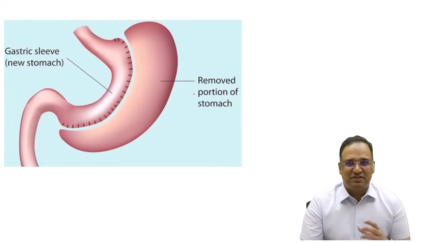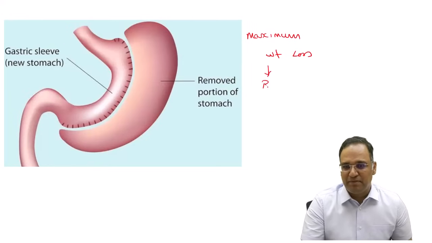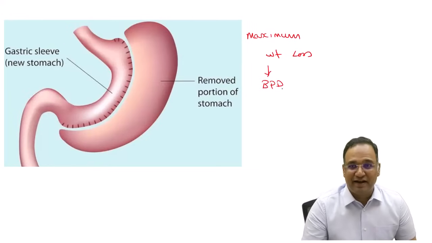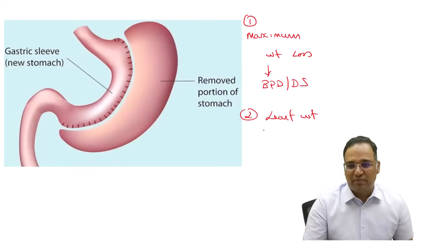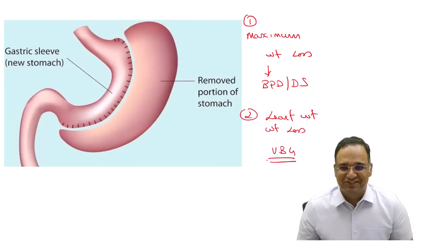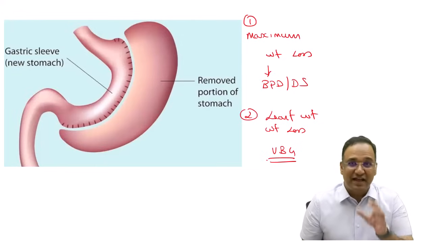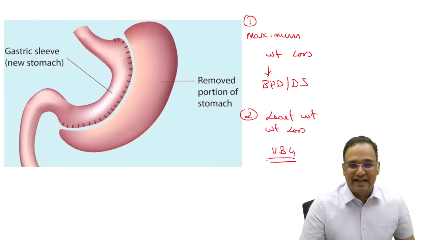And in bariatric surgery with respect to the entrance exam, they can ask in which bariatric surgery maximum weight loss is achieved. The answer is BPD, biliopancreatic diversion or duodenal switch procedure. One more question they can ask: least weight reduction is achieved through which bariatric surgery? The answer is VBG, vertical banded gastroplasty. So this is a standard entrance exam question, and sleeve gastrectomy is a type of bariatric surgery, a weight reduction surgery for patients who have increased BMI.